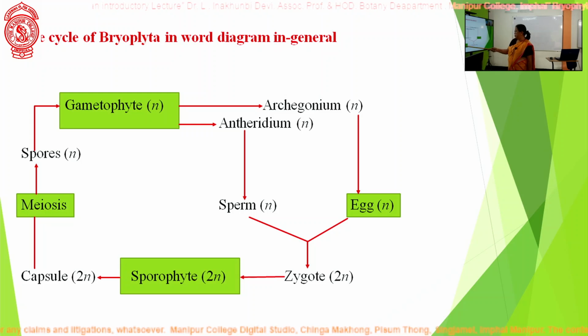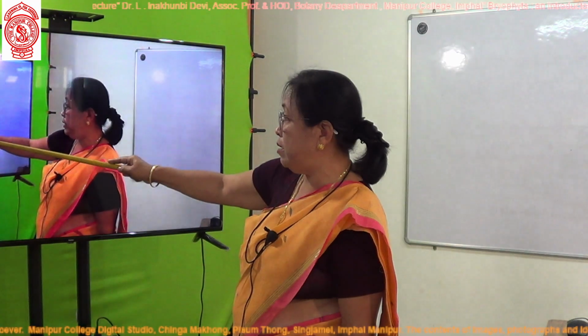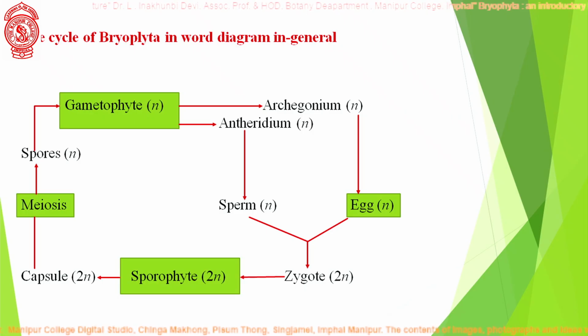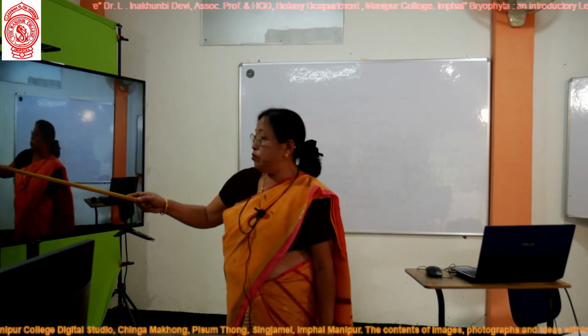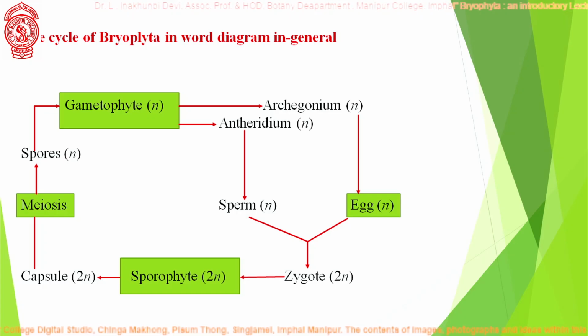is nothing but twice the number of chromosomes giving rise to spores, that is n number of chromosomes, by meiosis cell division. Without meiosis cell division, this capsule with twice the number of chromosomes cannot give rise to a spore, that is n number of chromosomes. So the reduction of the chromosome number from twice n to n is by means of meiosis cell division.